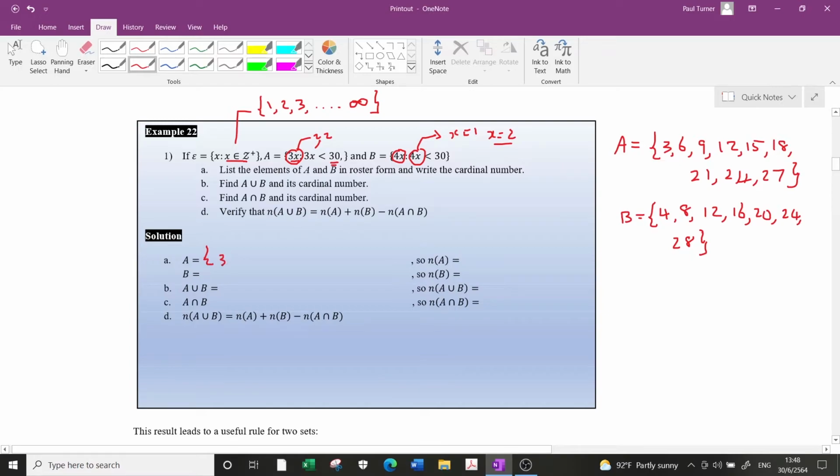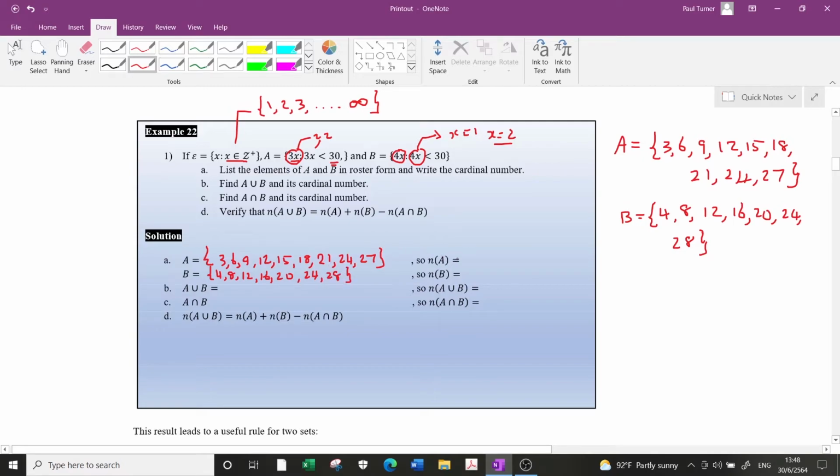3, 6, 9, 12, 15, 18, 21, 24, 27, and B: 4, 8, 12, 16, 20, 24, 28.